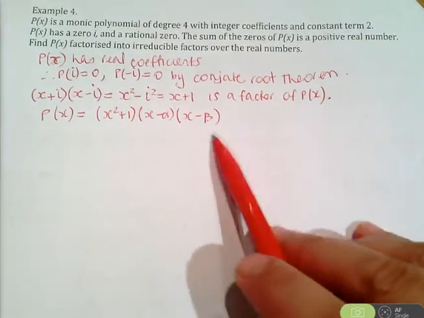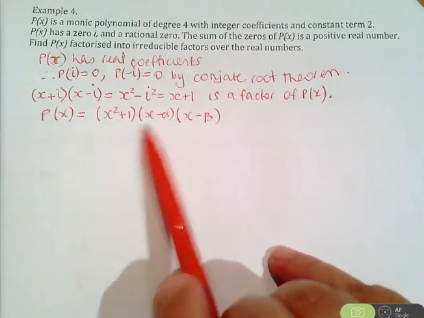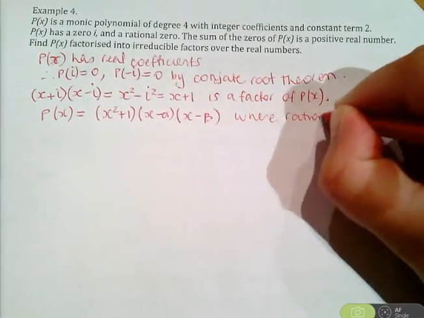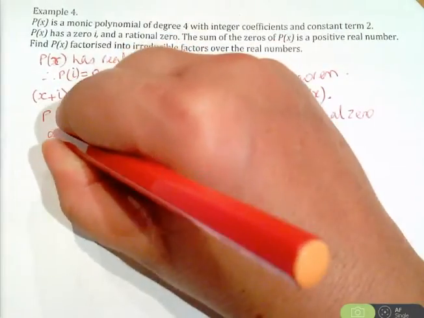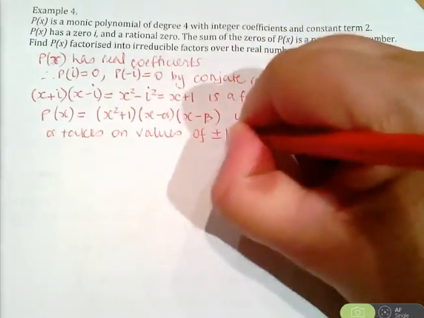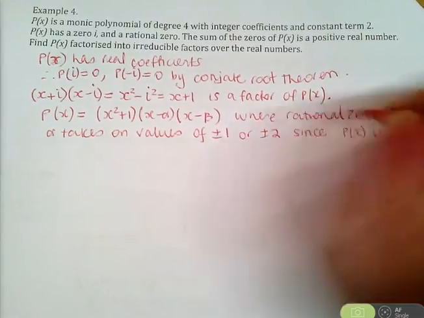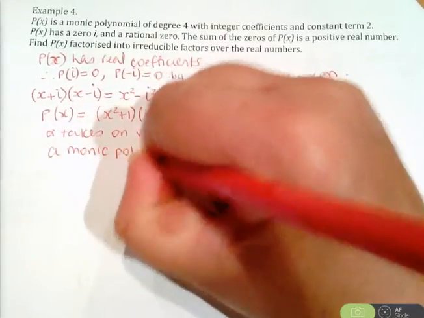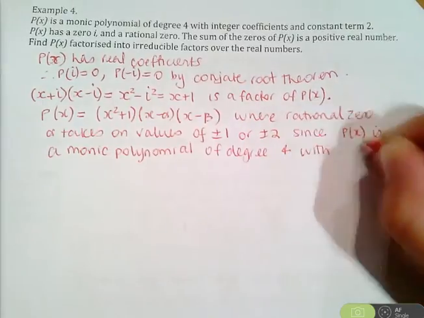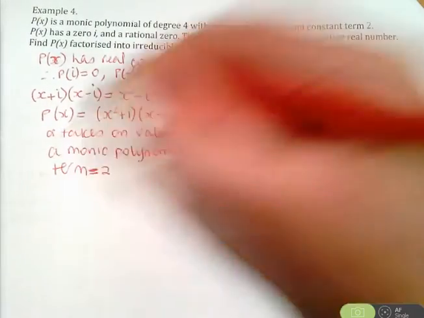Sorry, I mean ax minus b, beta, or something would have to be one of the factors. But because it's monic, we can write it this way: x squared plus 1, x minus alpha, x minus beta, where the rational zero of alpha takes on values of either plus or minus 1 or plus or minus 2, since P of x is a monic polynomial of degree 4 with a constant term equal to 2.